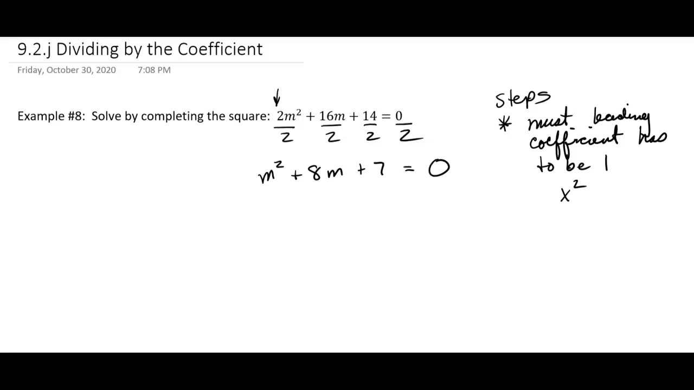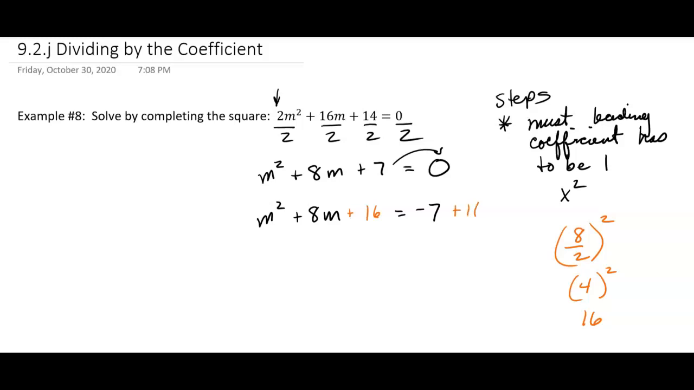Okay, so I'm going to solve by completing the square. So m squared plus 8m, and then I'm going to put the 7 over on the other side. So minus 7 over there. All right, now we're going to complete the square. So what number do we add in? I take the 8, I divide it by 2, and I square it. So 8 divided by 2 is 4, and 4 squared is 16. So I'm going to add 16 to both sides.